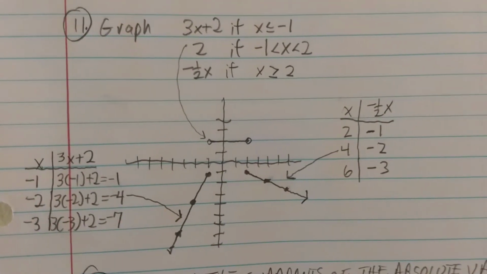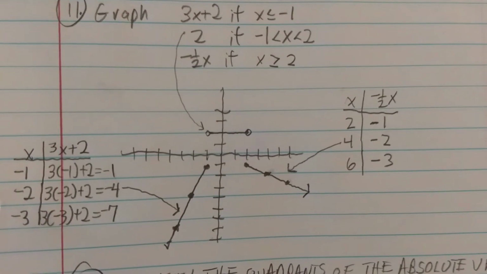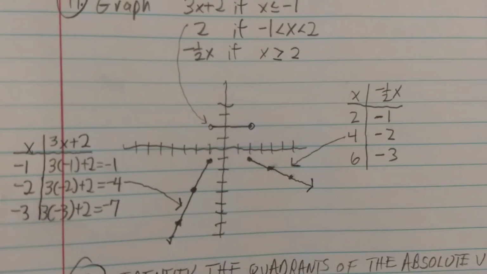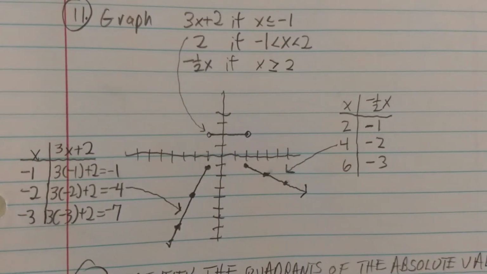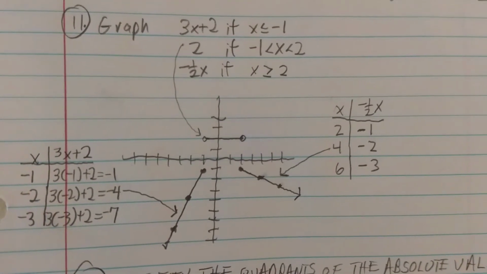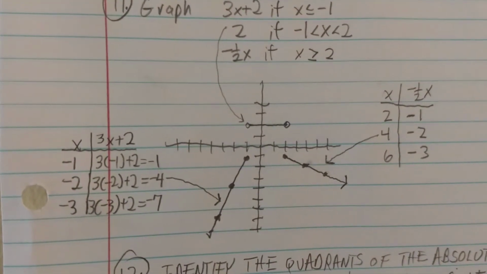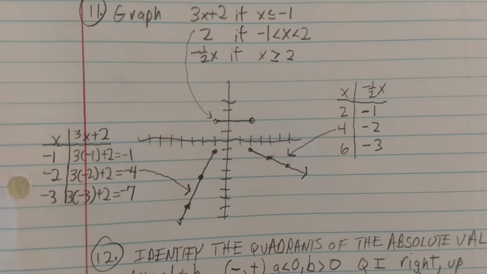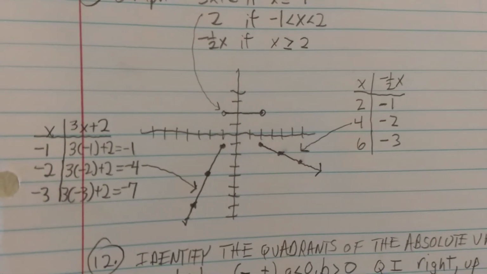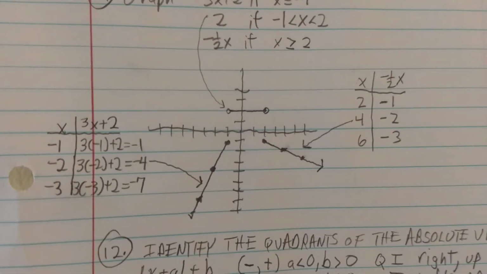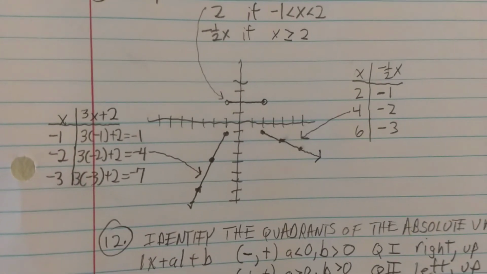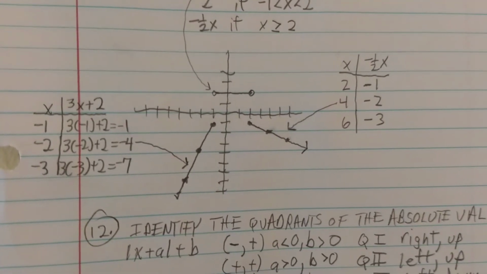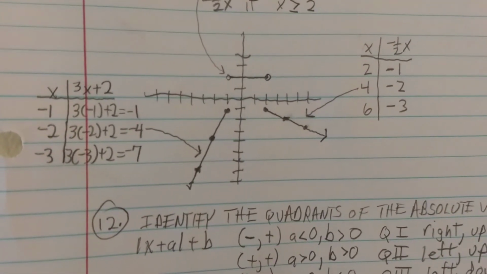Now on 11, we have a piecewise or three-part graph, which has three parts that we have to graph separately. So the top one is to the left, 3x plus 2, if x is less than negative 1. We can graph that by making a table of x and 3x plus 2. Since it starts at negative 1 and goes left, we can use negative 1, negative 2, and negative 3 for our points. So for negative 1, we have 3 times negative 1 plus 2, which is negative 3 plus 2, or negative 1. So that's the point negative 1, negative 1.